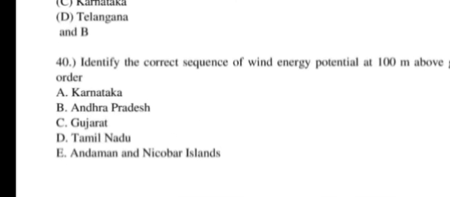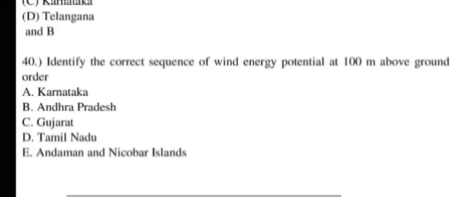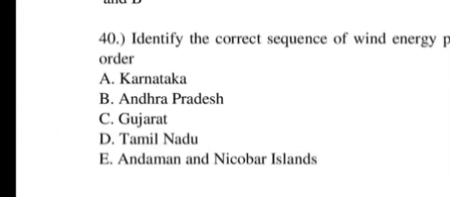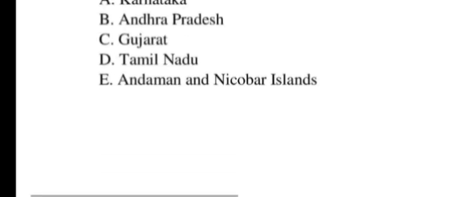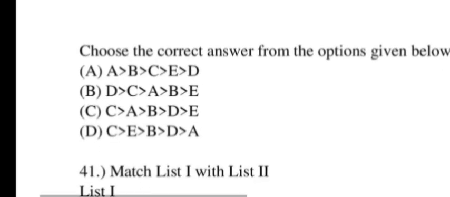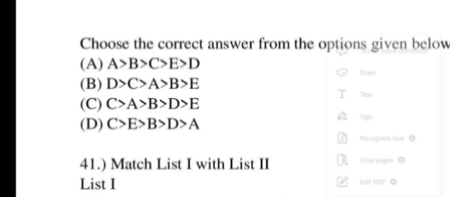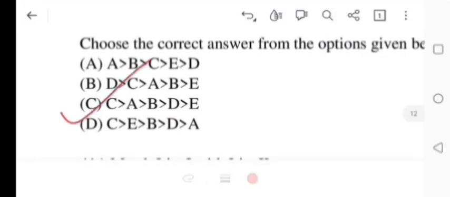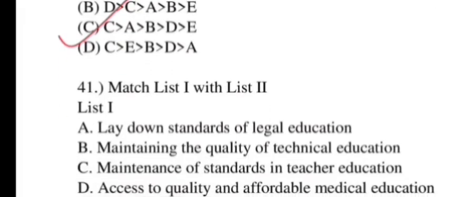It says, identify the correct sequence of wind energy potential at 100 meter above ground level in decreasing order. A, B, C, D, E: Karnataka, Andhra Pradesh, Gujarat, Tamil Nadu, Andaman and Nicobar Islands. These are the options for you. Number 40, it will be C. That means C, A, B, D, E. Got it? 41 says, match list 1 with list 2.